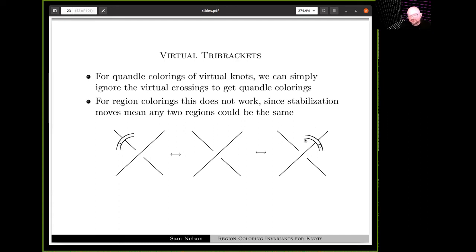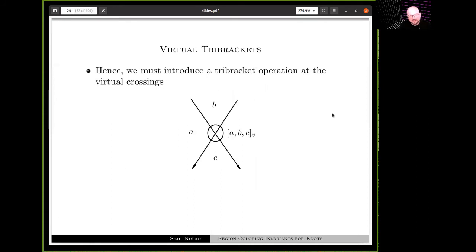So I like to think of virtual knots as sort of living in a space that has these kind of unstable wormholes that are appearing and disappearing. But anyway, when you think of stabilization moves, what that means is that any two regions could be the same, right? So you don't just write at the beginning, how are you gonna region color the complement of a virtual knot? So the idea is to think of it less geometrically, but more combinatorially, and really think in terms of virtual knot diagrams. So then what we do is we introduce a tri-bracket operation at virtual crossings, which we'll write like this. So we have A, B, and C here, then we'll call this a virtual tri-bracket of A, B, and C.